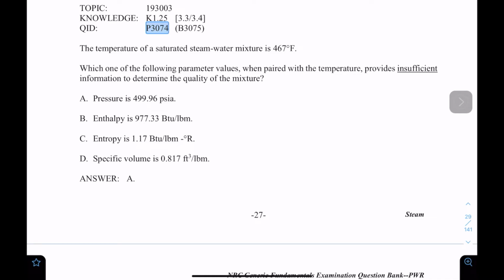So this one is, okay, it's giving me the temperature, right? So the temperature of a saturated water mixture is blank. It can be any temperature. Which one of the following parameter values, when paired with temperature, provides insufficient information to determine the quality of the mixture? So if I want to get the quality of the mixture, I'm going to have different formulas. I can use enthalpy, right? I can use entropy. It's going to be basically the same.